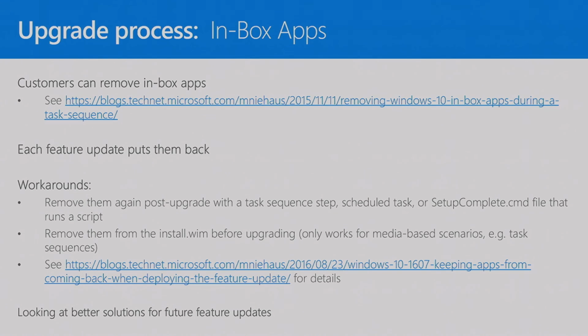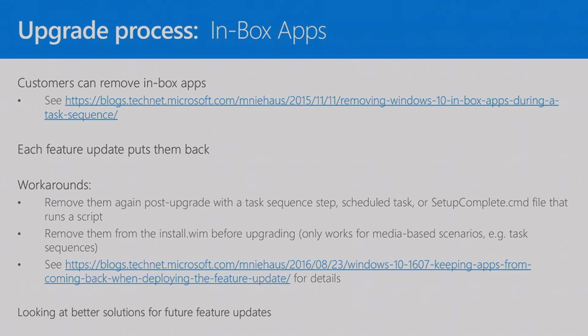If you are using a media-based deployment, again with a config manager task sequence or MDT or something like that, you can mount the install.wim and take them out of the install.wim, and then use that modified install.wim to do your upgrade process. If the apps aren't present in the install.wim, then the feature upgrade won't put them back.